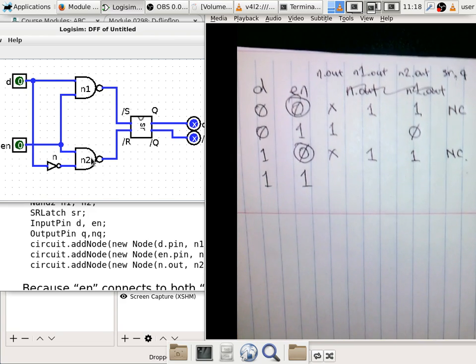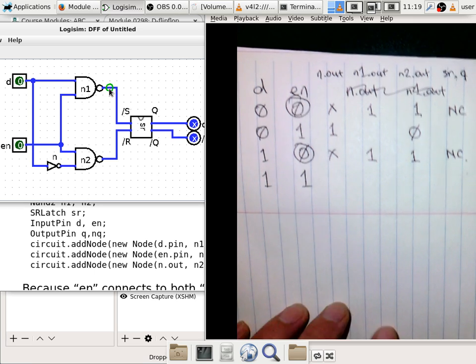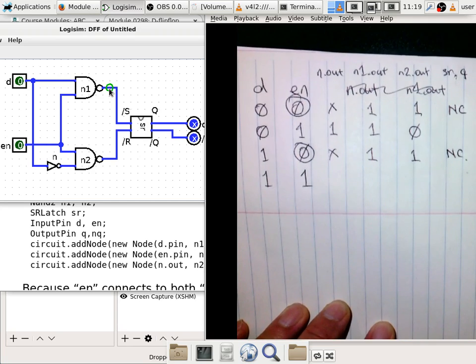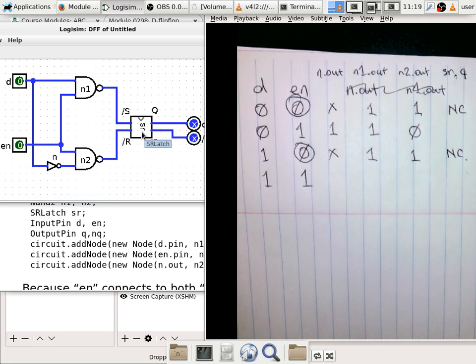So N2.out is a 0. What about N1.out? Enable is on, D is a 0. But since at least one input is a 0, the output is going to be a 1. So N1.out is going to be a 1. But when you look at this from the perspective of the SR latch, what is it going to do?